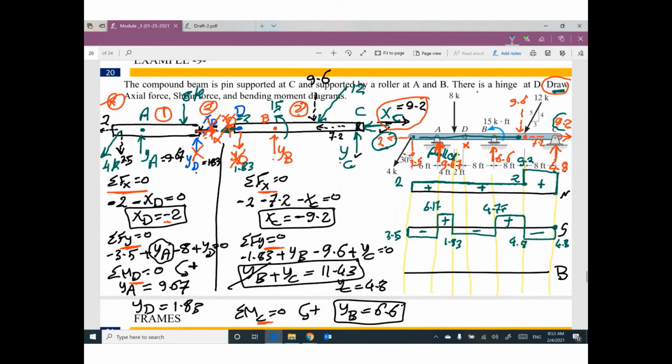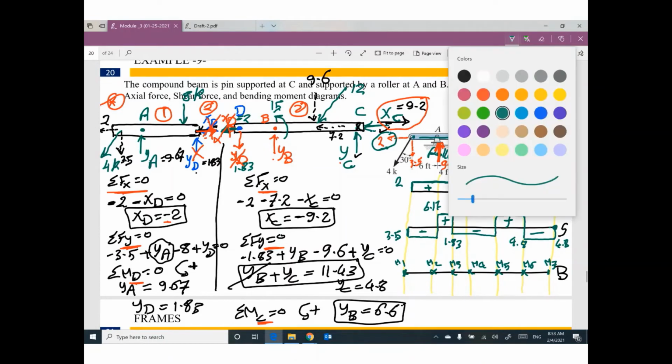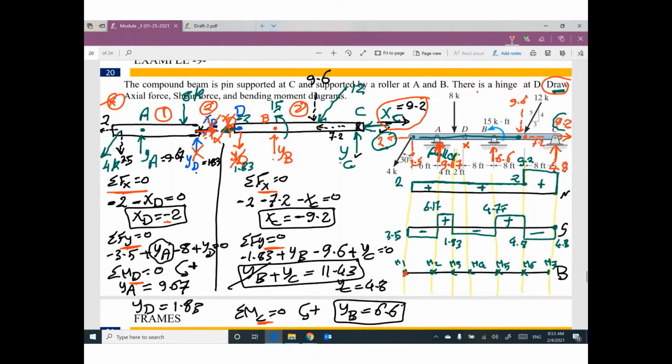We need to figure out the value of moment here. M1, M2, M3, M4, M5, M6, M7. M1 is 0. We don't have a value here.